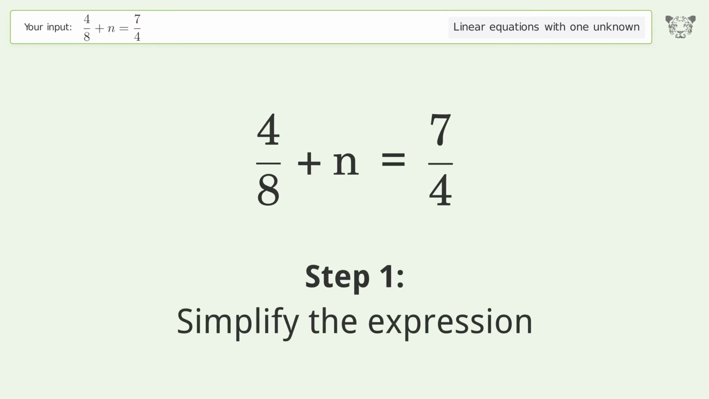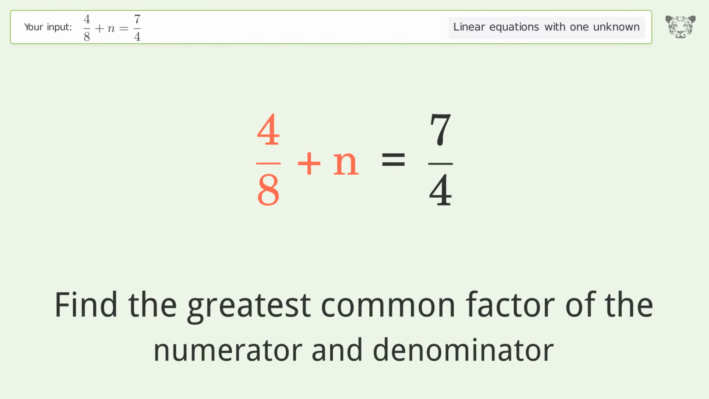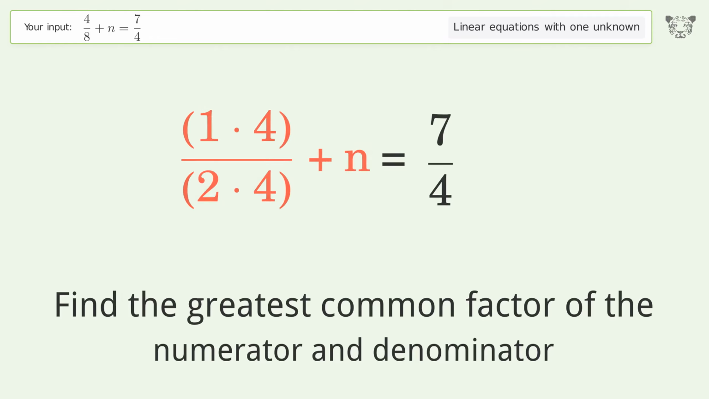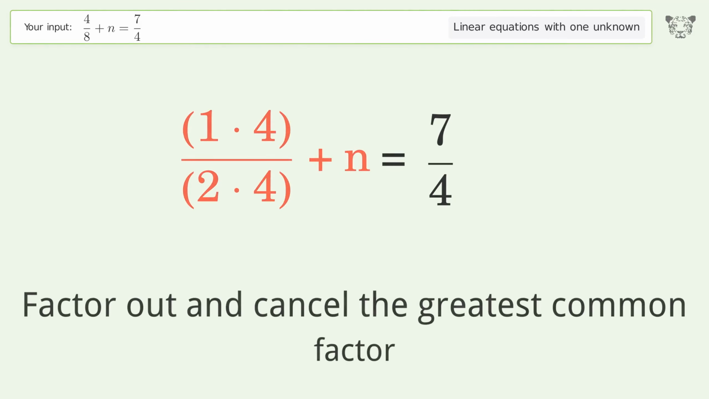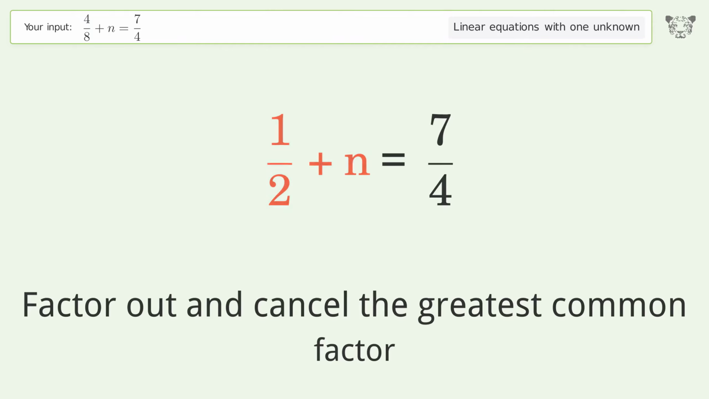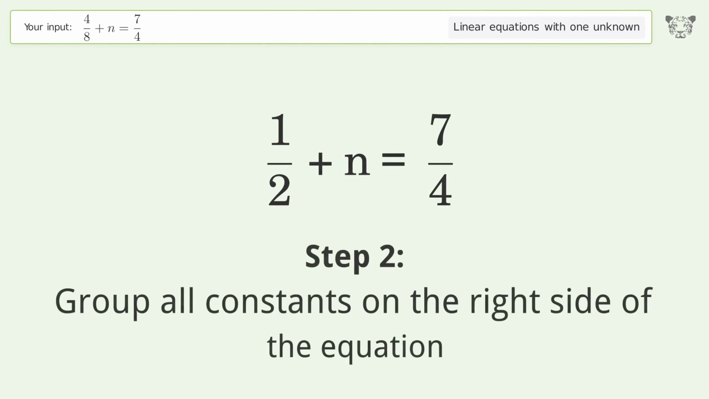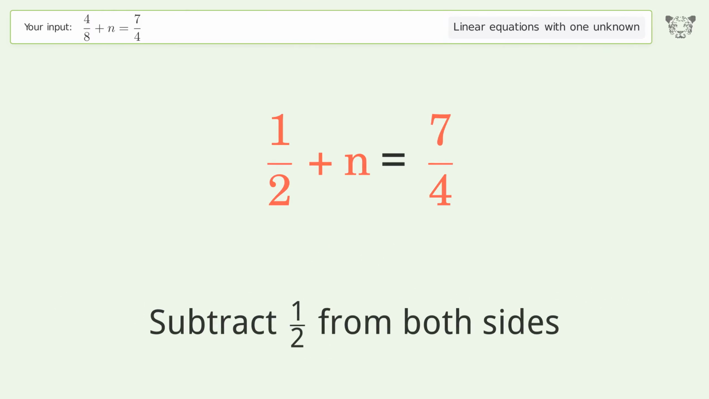Simplify the expression. Find the greatest common factor of the numerator and denominator. Factor out and cancel the greatest common factor. Group all constants on the right side of the equation. Subtract 1/2 from both sides.